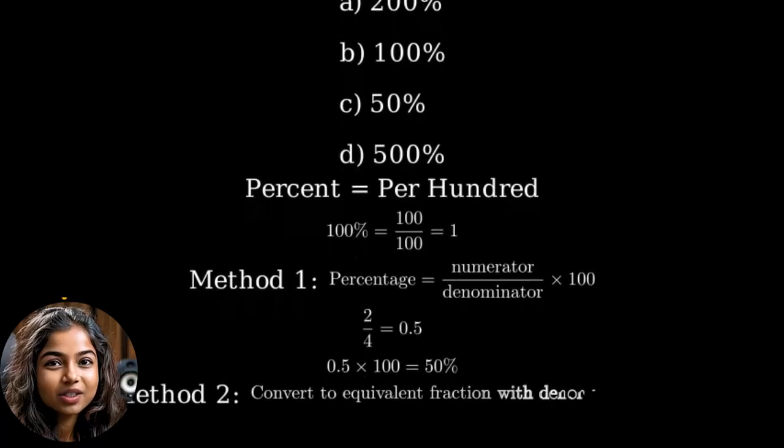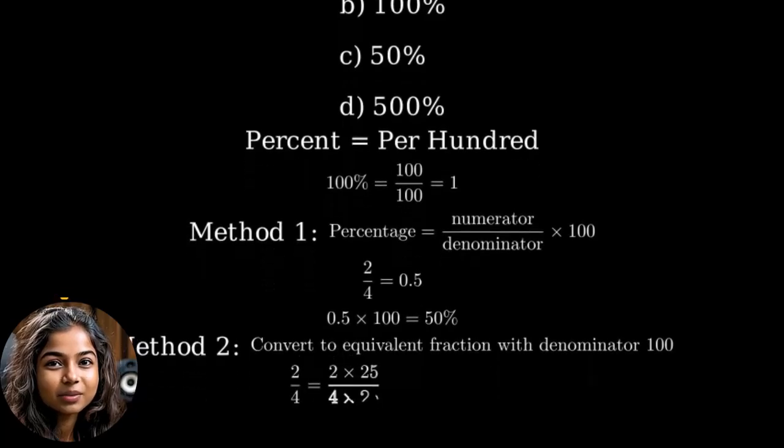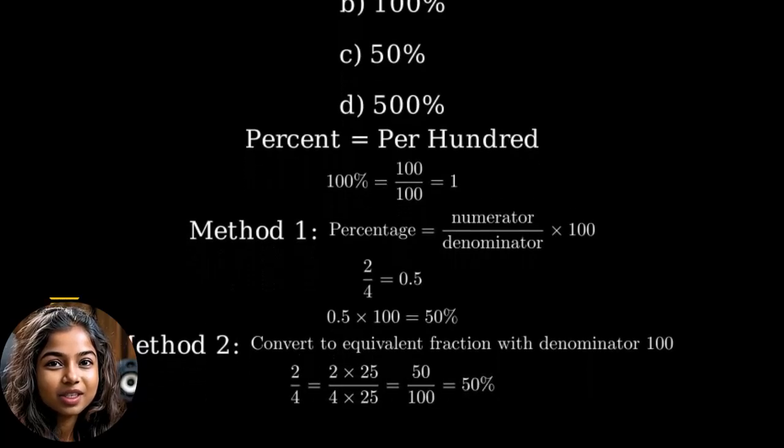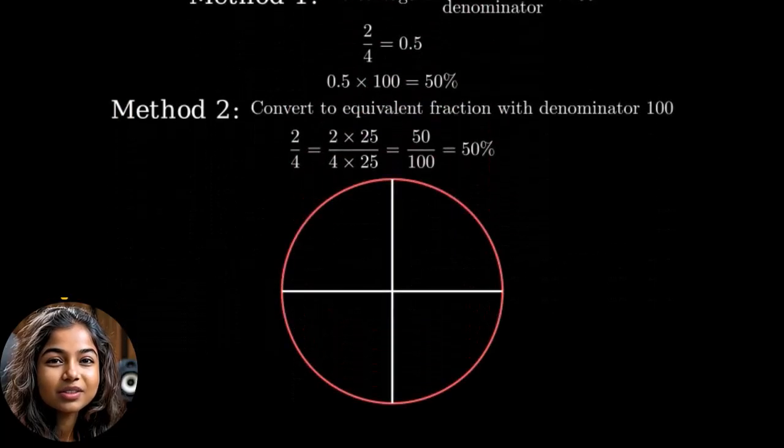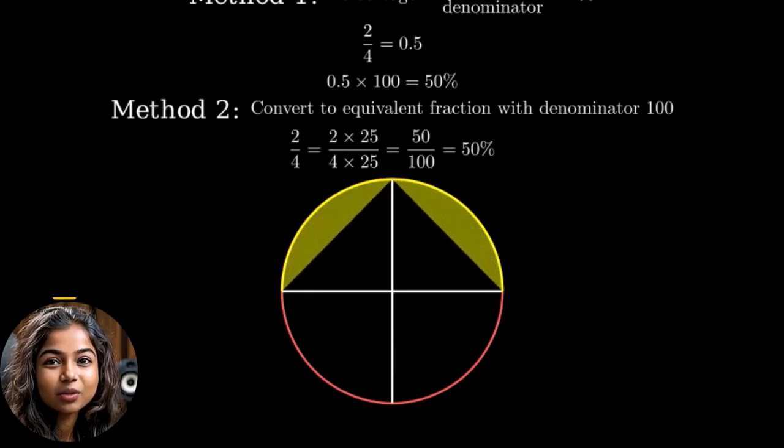Method 2. We can also convert the fraction to an equivalent fraction with 100 as the denominator. To do this, we multiply both the numerator and denominator by 25 because 25 times 4 equals 100. Let's visualize this with a diagram. Here's a circle divided into 4 equal parts. 2 of these parts are highlighted, representing 2/4. This is equivalent to 50 out of 100 parts, or 50%.